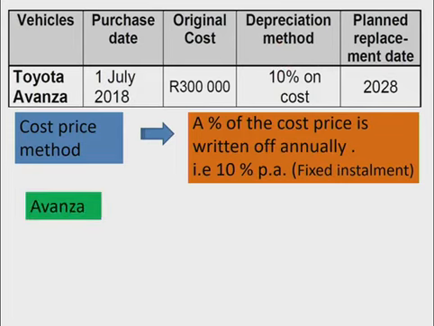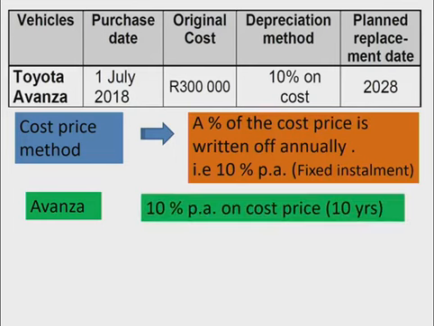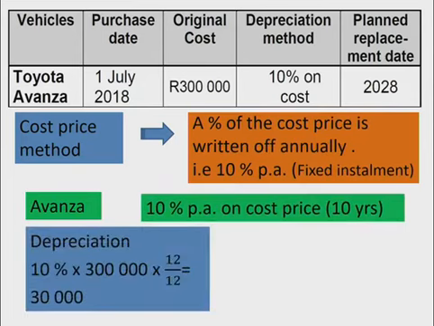So for the Avanza, it's 10%. So it will also last for 10 years. Right, but the depreciation for a financial year is 10% of the 300,000 times 12 over 12, which gives you 30,000 each and every year.